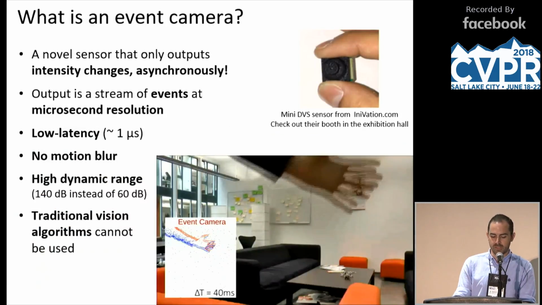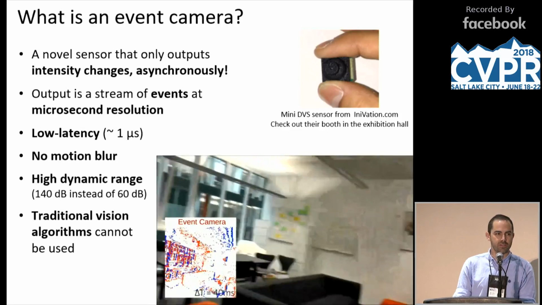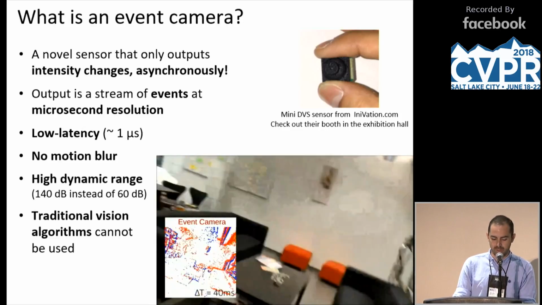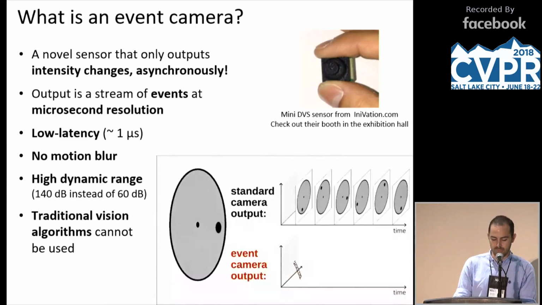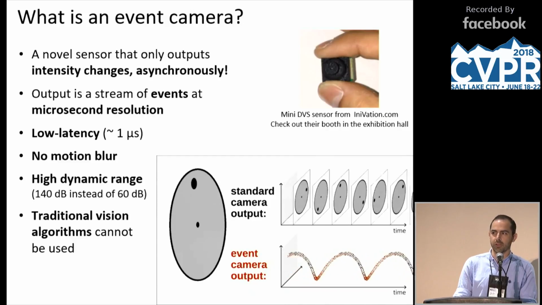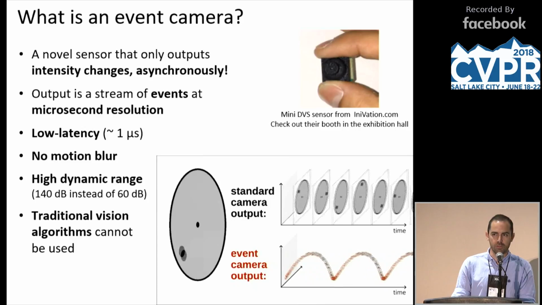So what is an event camera? An event camera is a novel sensor that only outputs intensity changes asynchronously. These are represented as a stream of events with microsecond resolution. They also have very low latency, no motion blur, and a very high dynamic range. However, traditional vision algorithms cannot be used on these sensors.